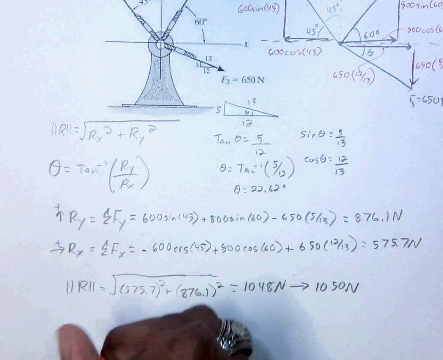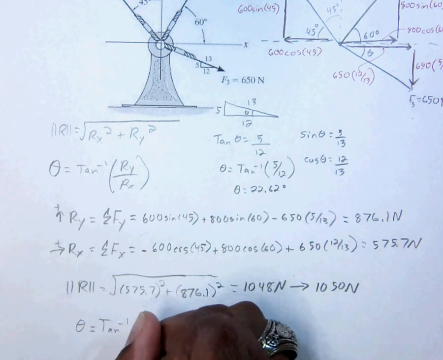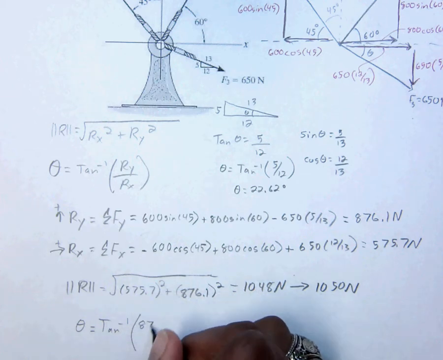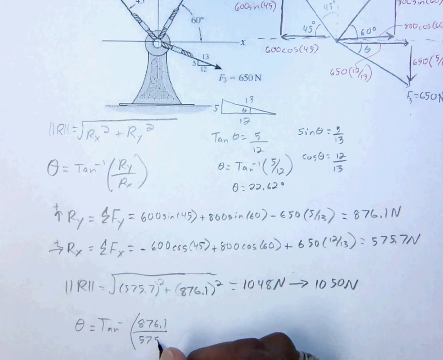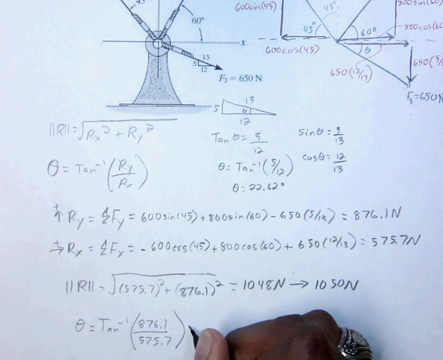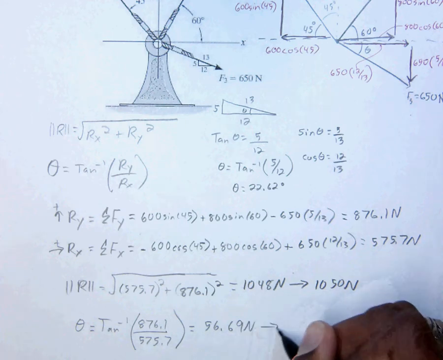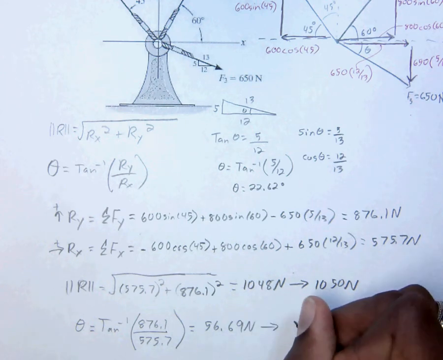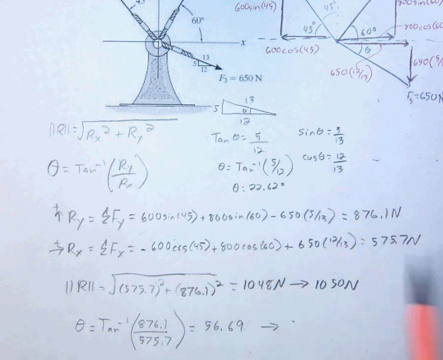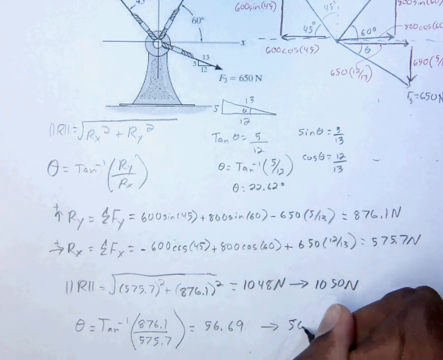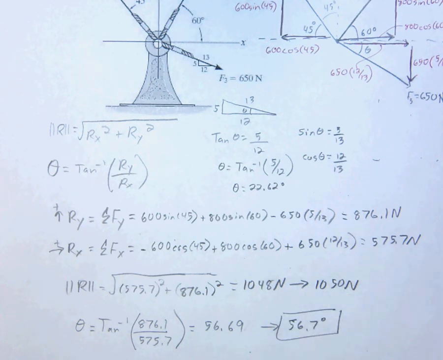Okay, now my angle is going to be the tan inverse of 876.1, because that's the y component, over 575.7, because that's the x component, and that equals 56.69. I'm sorry, not newtons, that's going to be degrees, because it's an angle. I round that to 3 significant figures, that's 56.7 degrees. Thank you very much.